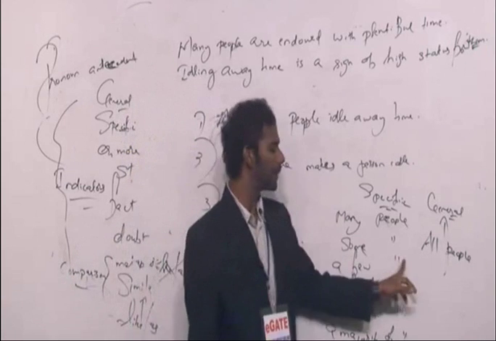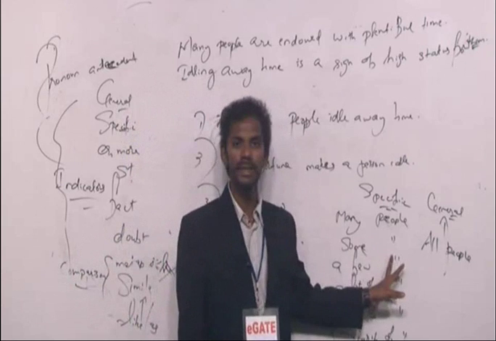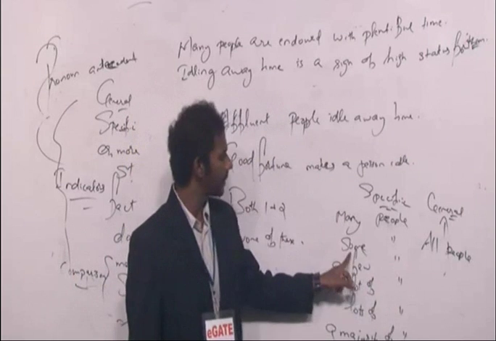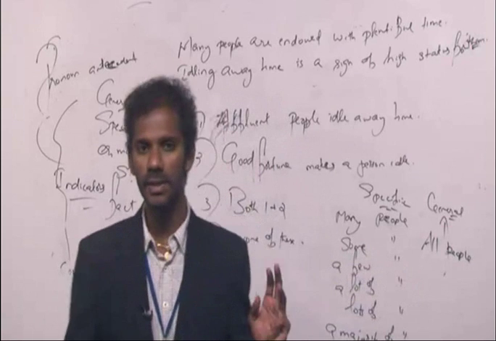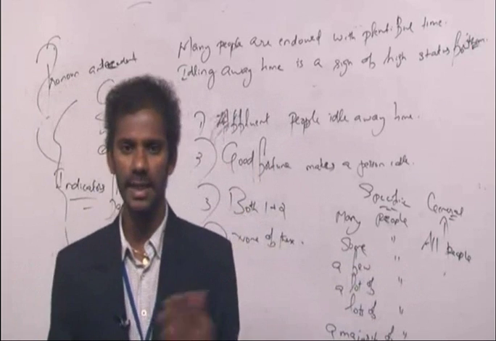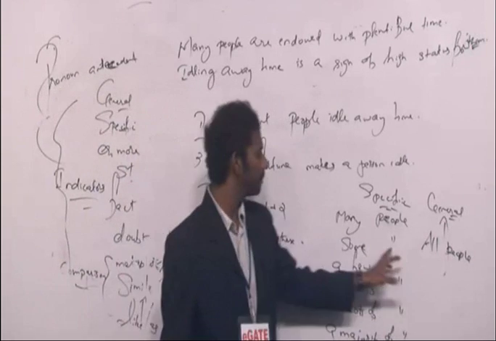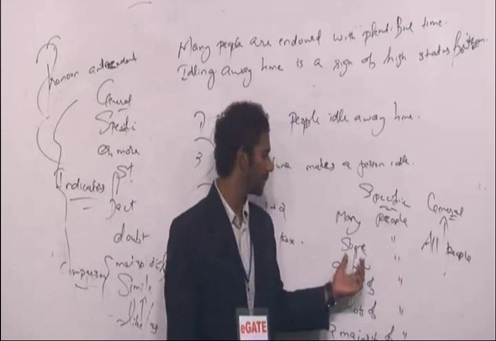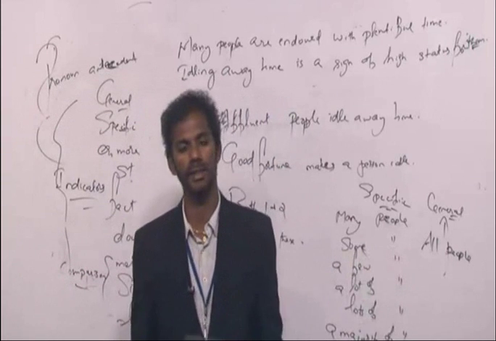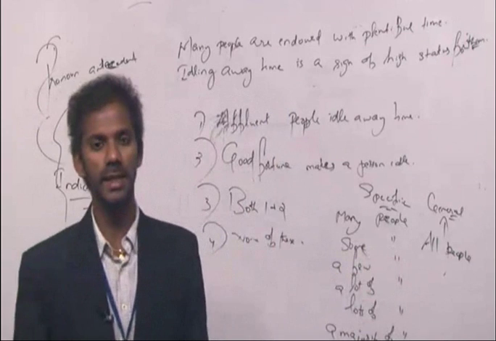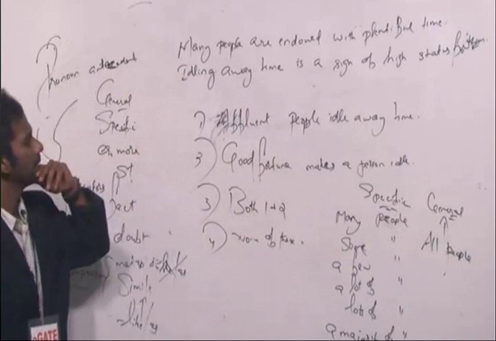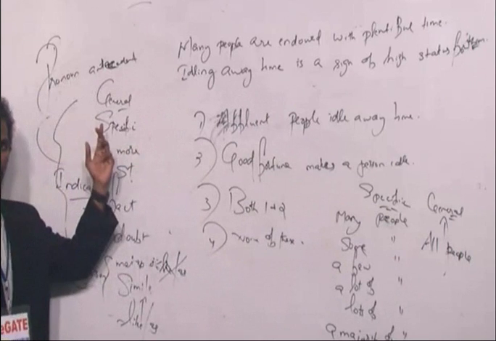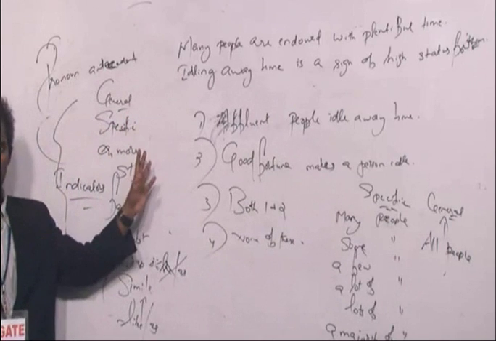Whereas some people is taken as specific, because some and people are two different words. Clear? So someone, somebody, something, sometime, somewhere are taken as general, whereas some people is taken as specific. All people is taken as general. Fine? Right. So many people, I told you, what is in the option is general, what is in this question also must be general.